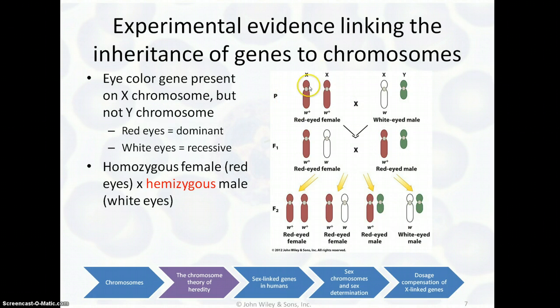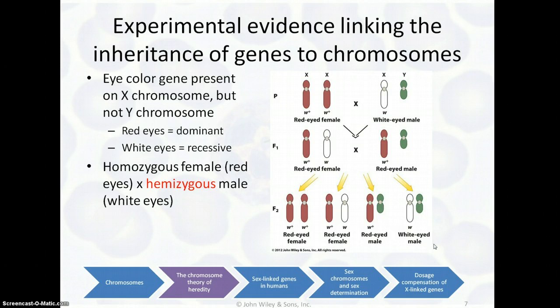So this female is going to give a red-eyed allele to all of her offspring, but the male is going to give an X white-eyed allele and a Y chromosome to his offspring. So this is pretty straightforward. What you're going to end up with is red-eyed females and red-eyed males. And when you cross these F1s together, you're going to get 4 different populations, so to speak: homozygous red-eyed females, heterozygous red-eyed females, red-eyed males, hemizygous, and white-eyed males, hemizygous.